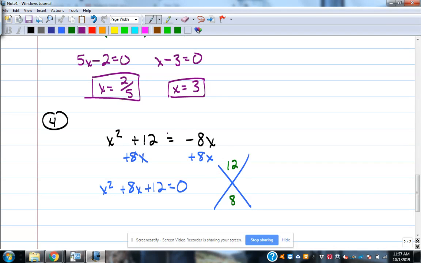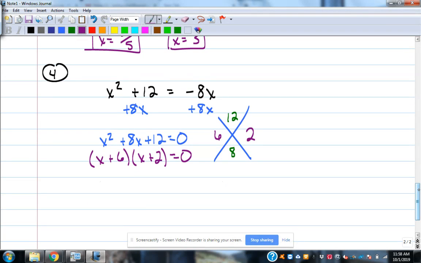12, 8. What does that? 6 and 2. Can I take a shortcut on this one? Yeah, because there's a 1 in front of x squared. That allows me to go x plus 6, x plus 2. That's my factored form. And then what do I do with each of those? Set them equal to 0. And then we know the sign changes.